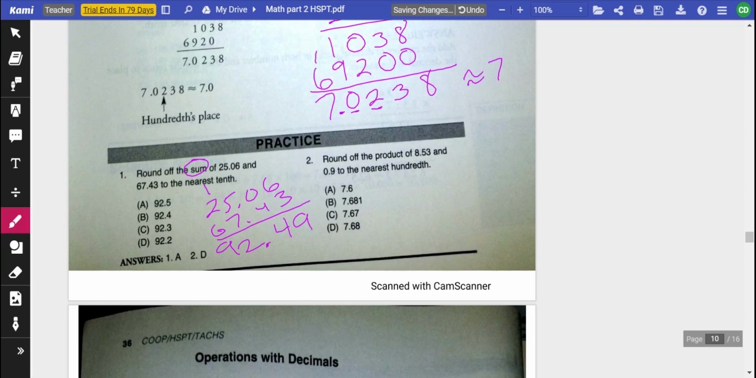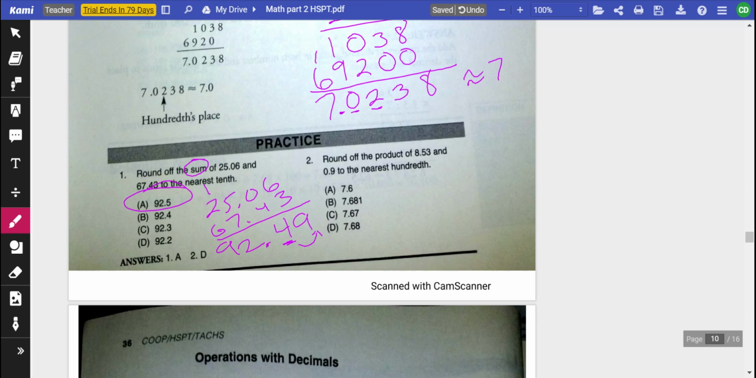So 92.49. So is it going to be closer by rounding to the nearest 10th, right? So I'm looking at my 10th. I'm looking at the number in front of it. Am I going to round that 4 to a 5 or keep it at a 4? I'm going to round it up to a 5 because the 9 is higher than 5. So my 4 rounds up to 5 and I am done.